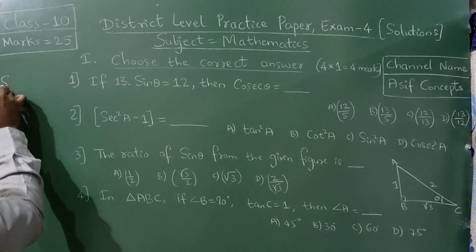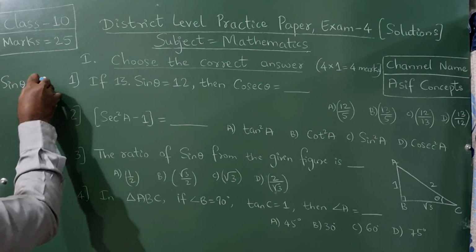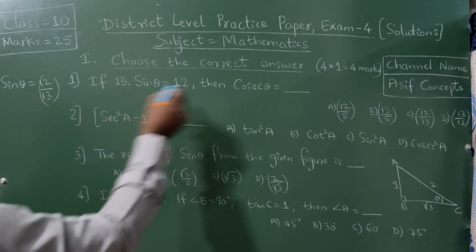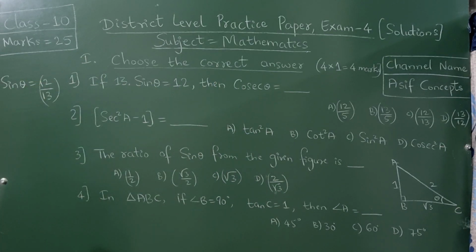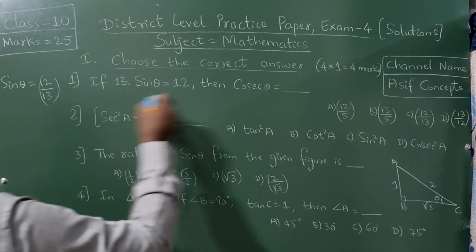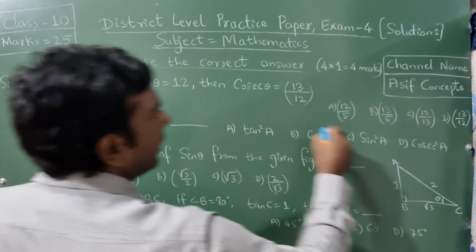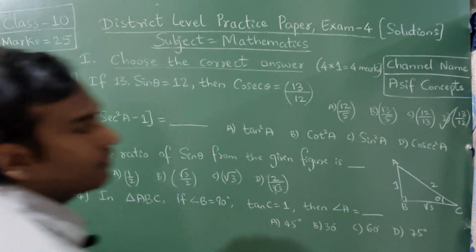Now I am going to write sine theta is equal to 12. This 13 goes to the denominator, and cosec means it is a reciprocal of a sine. So sine theta is 12 by 13, and cosec I can write as 13 by 12. So the correct answer is D.